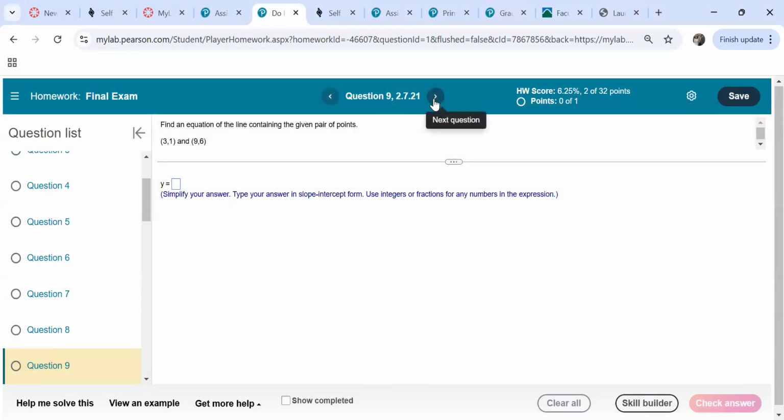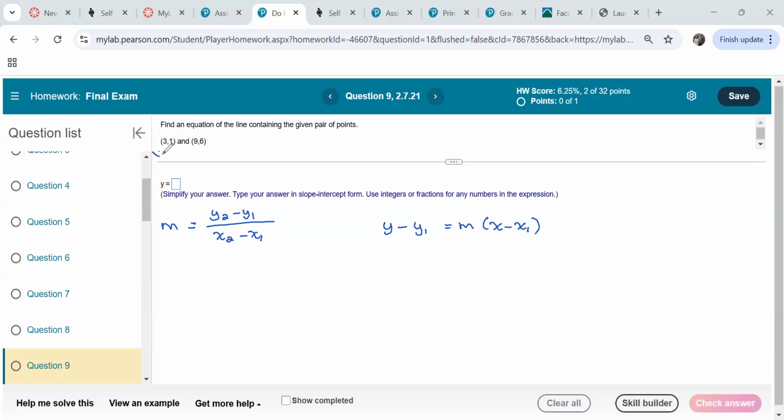So we want to find the equation of a line given these pair of points. So this requires us to find two things. We need the slope, and we need this equation, which was our point slope form. So it's y minus y1 equals m times x minus x1. So I need to find that slope to put it in this equation.